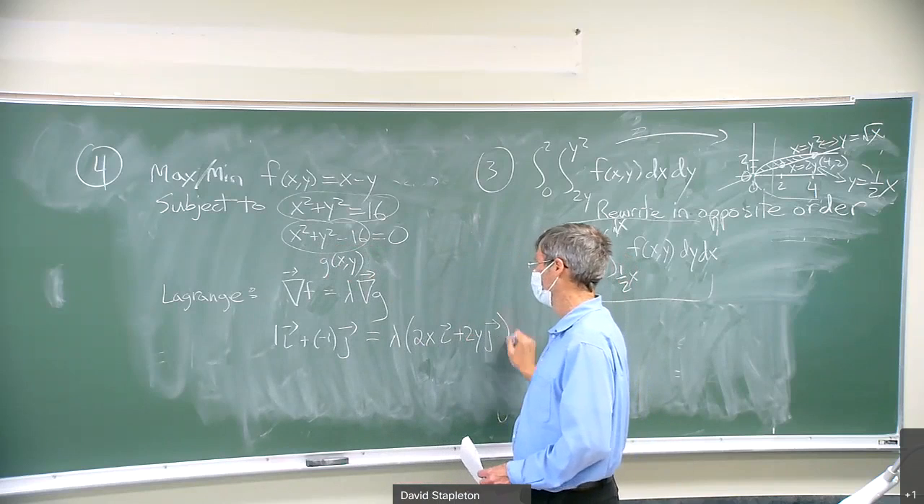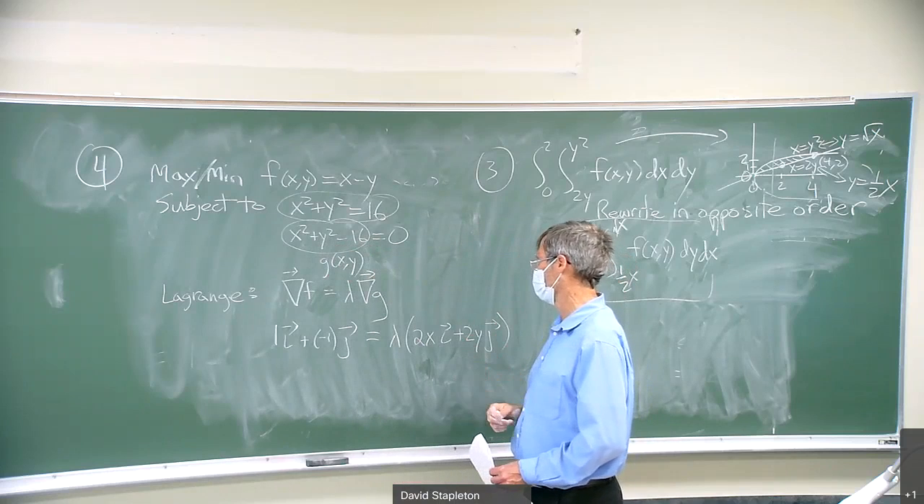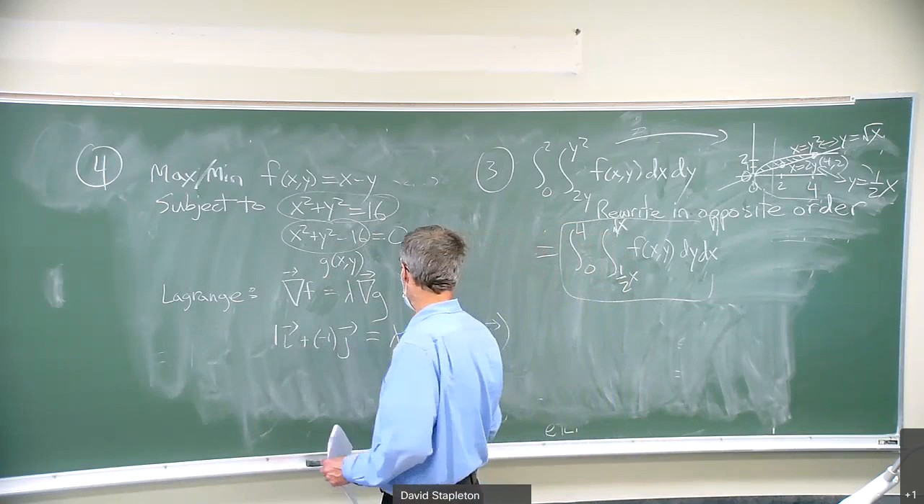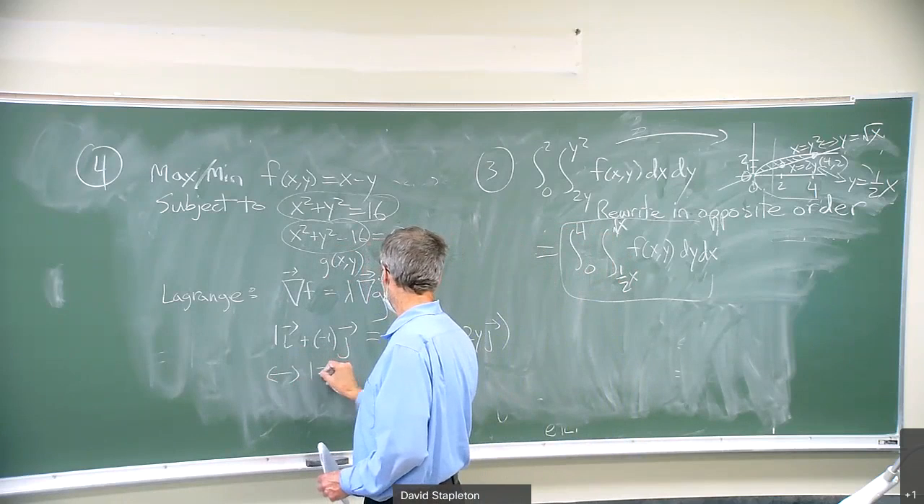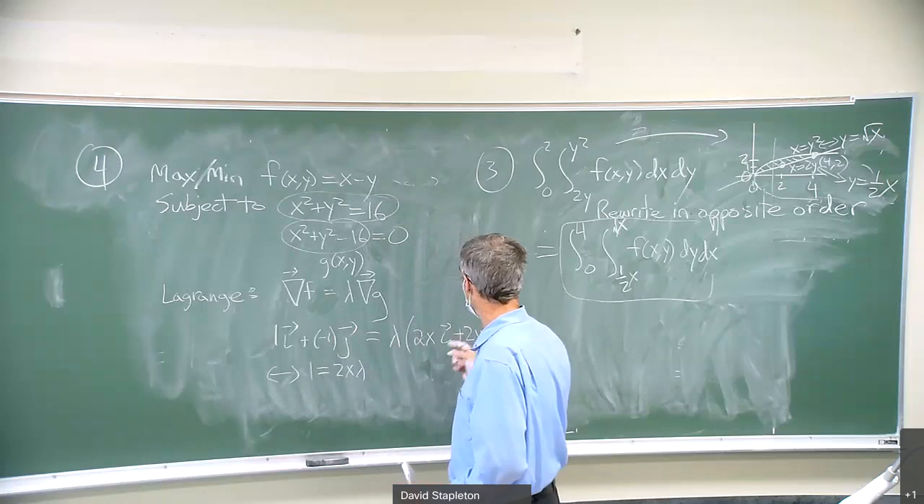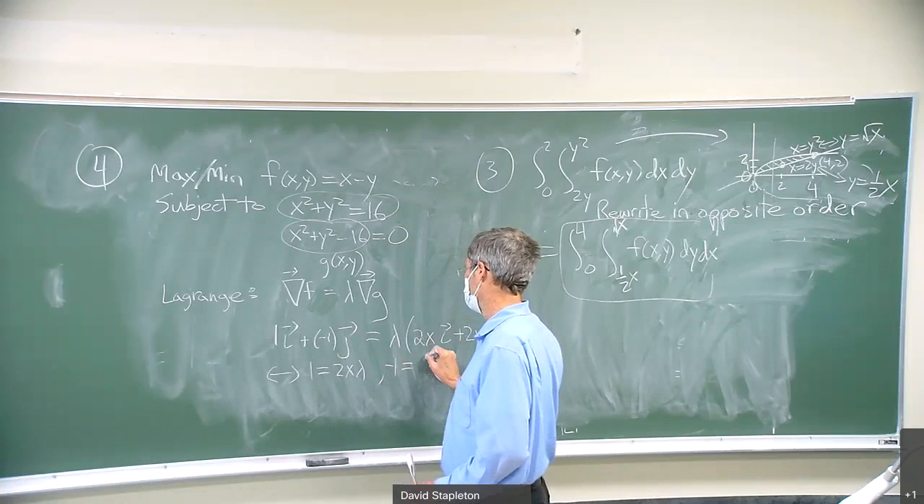Okay. There are the Lagrange multiplier equations. Well, for vectors to be equal, these components have to be equal. So this is equivalent to 2 equations. One: 1 equals 2x lambda. And this one: minus 1 equals 2y lambda.